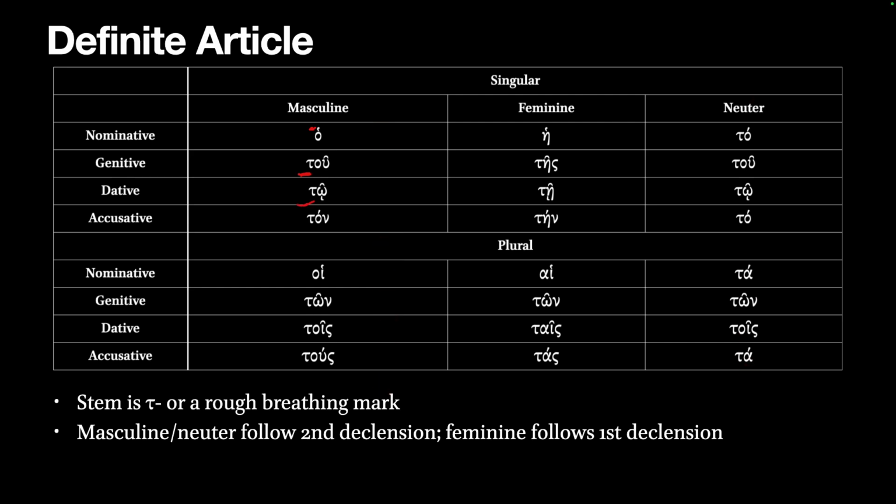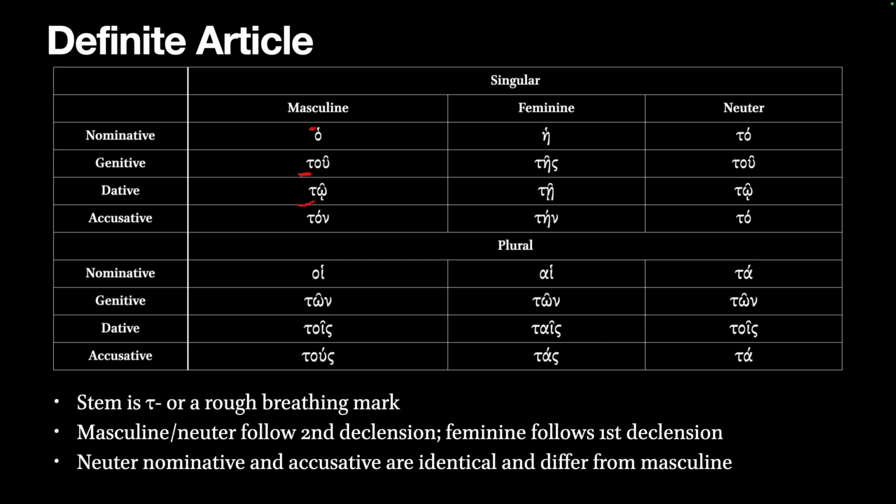So you can still associate and you can still use our mnemonics from the second declension. If you remember our friend's name from the second declension, that's right, Swain Ionessus, and then our friend from the first declension, that's right, Asina Ionesos. So these definite article endings are going to follow the second declension for the masculine and the neuter and follow the first declension for the feminine. And as was also the case with second declension nouns, the neuter is going to be identical in the nominative and the accusative.